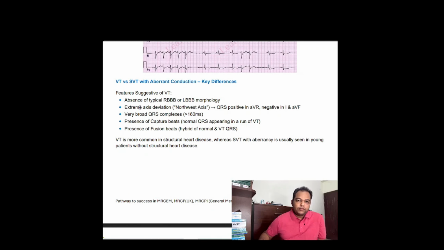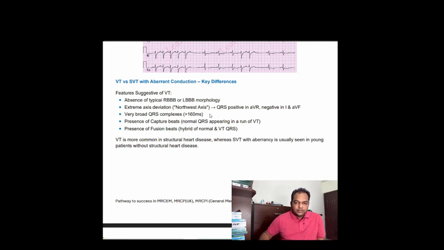Now, in case of wide complex tachycardia, it may be a case of VT or maybe a case of SVT with aberrant conduction. How can we differentiate this type of dilemma? We can use Brugada criteria to differentiate the VT and the SVT with aberrant conduction.